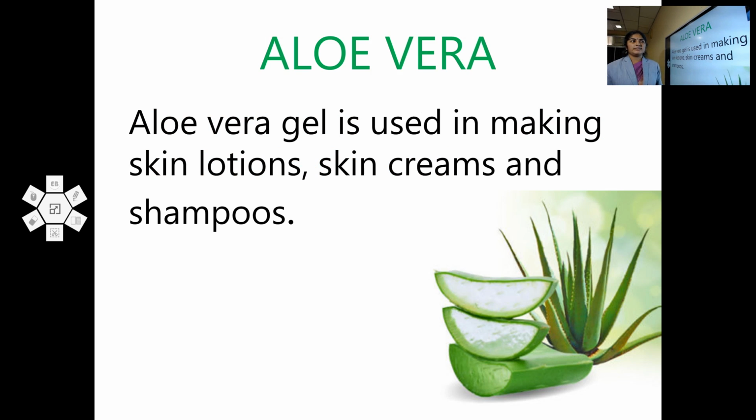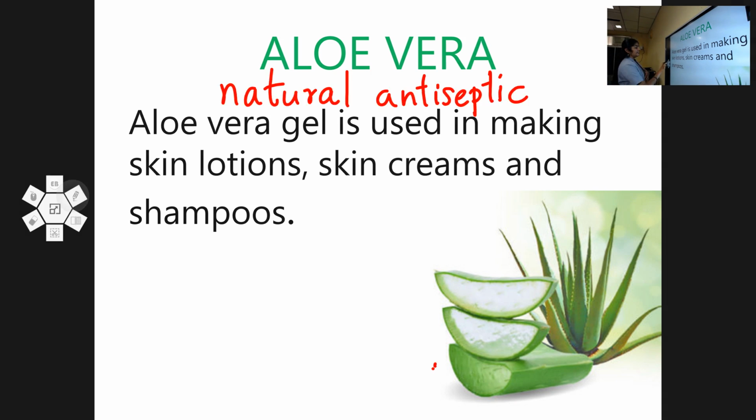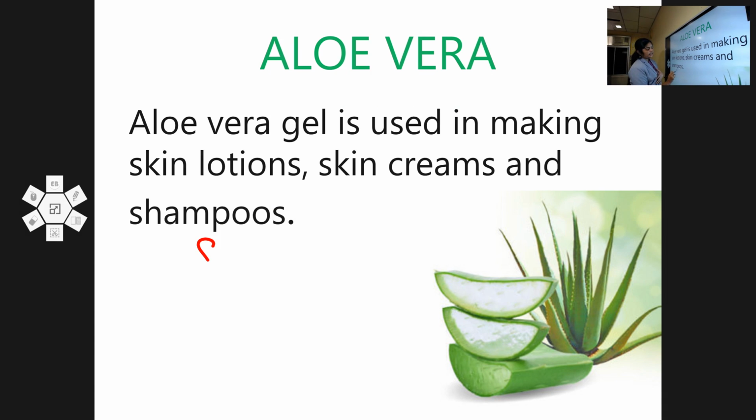Next important medicinal plant is aloe vera. Have you seen this? Which part do we use? These are the leaves of the aloe vera plant, and inside the leaves you will find a sticky jelly-like thing. We take that gel to prepare skin creams, skin lotions and shampoos. So it is very clear that aloe vera is very good for our skin and hair.